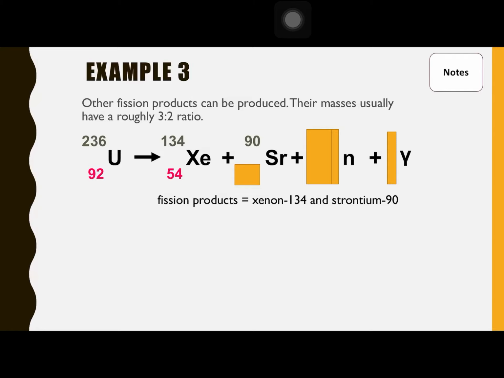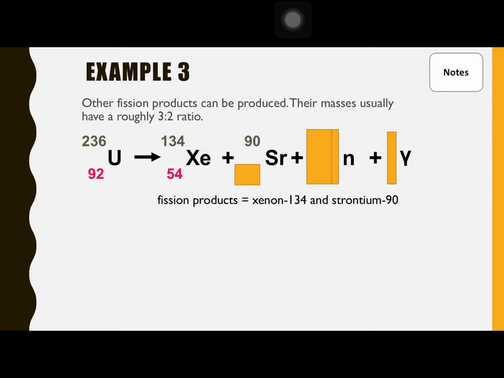6 undergoes fission, it can actually produce other products besides barium and krypton. So the products of the masses will usually have a ratio of 3:2. Now pause over here and try to figure out how many neutrons will be produced and what the proton number will be for strontium B.